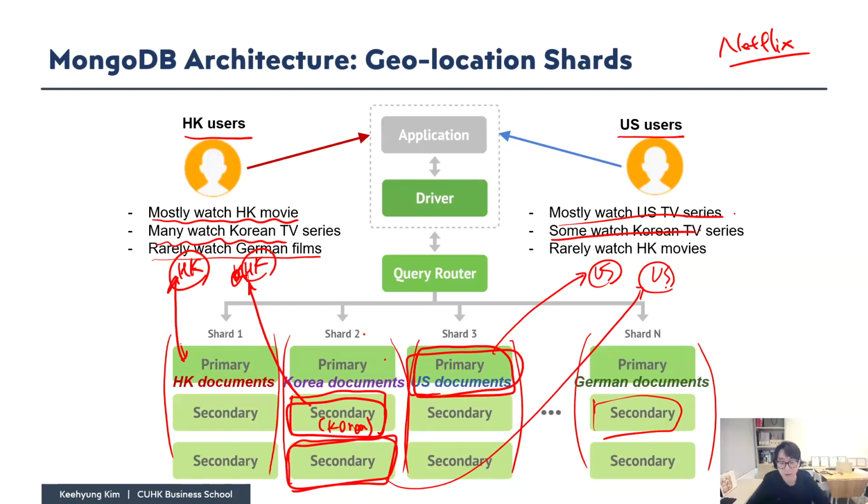So this is one example of geolocation sharding some people are considering. Basically, they make a shard based on country geolocation like this. And then the secondary part, we can put it into different places so that we can provide the service much faster for people living in different areas. So that's another concept of geolocation sharding here.